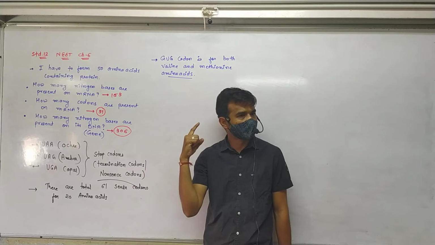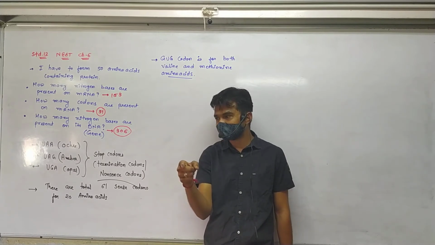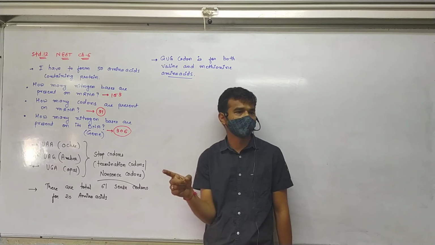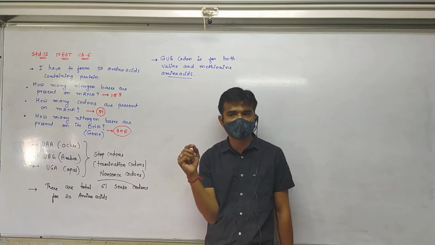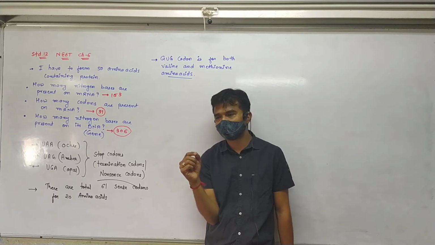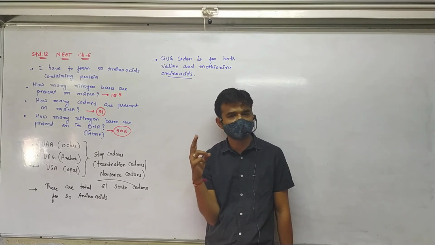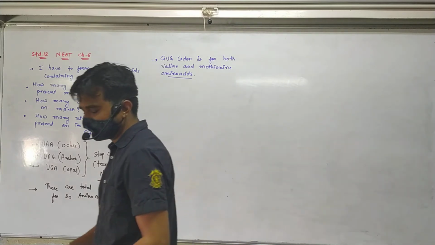But here, this sentence is given in the salient features of the codon. Specific features of the codon: in the GUG code, a statement is given there. Okay? So this GUG represents two amino acids at one time. It represents methionine as well as valine. Okay?